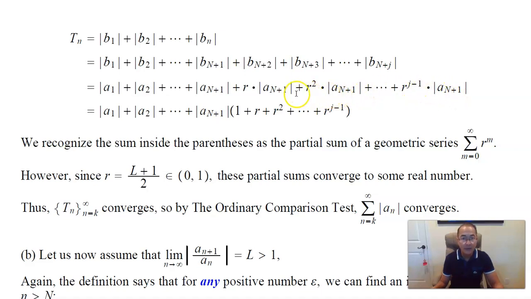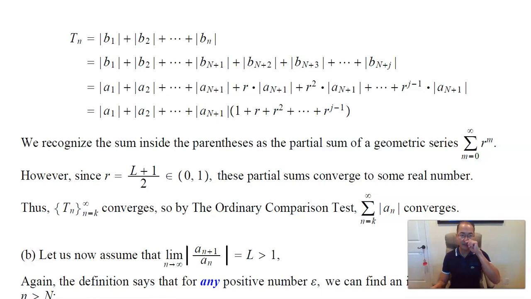But check it out, all of these terms now contain a N plus 1 as a common factor. When we remove it, there's a 1 hiding there, so there's a 1 there, not 0. There's a 1 right there, but you don't see it. And the next term has r, the next has r squared, and so on, all the way up to r to the j minus 1. And this is the partial sum of a geometric series, and we said that this series is convergent, so therefore that partial sum will converge to some real number. And so, once again, by the OCT, our smaller series, summation of absolute value of an, also converges.